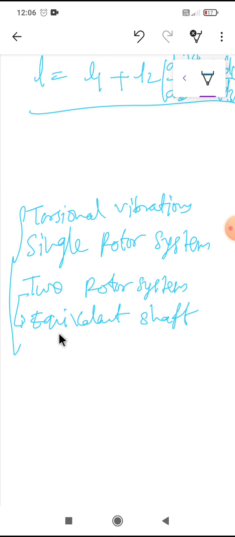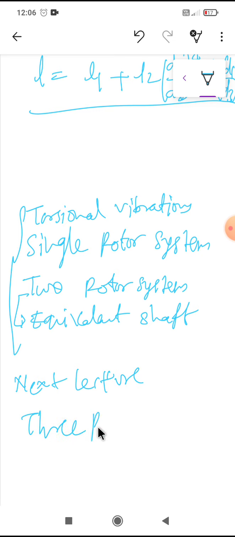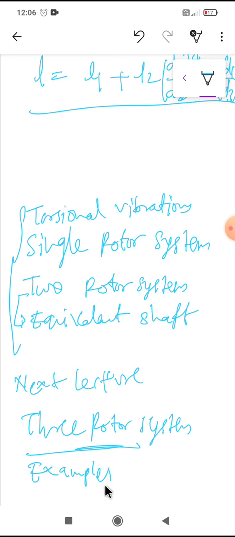We will see examples also, and in the next lecture we will see the three rotor system. We will also see a few examples for the equivalent shaft diameter and three rotor systems. These systems' examples we will see.